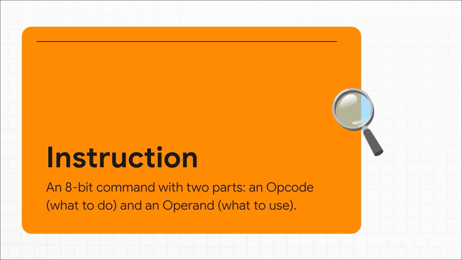Now, each one of those tiny little steps, each instruction, is itself made of two smaller parts. For our little CPU, the whole thing is just an 8-bit command. The first part is called the opcode. That's the verb, the action. It tells the CPU what to do. And the second part is the operand. You can think of that as the noun. It tells the CPU what to use, like a piece of data, or maybe a location in memory.